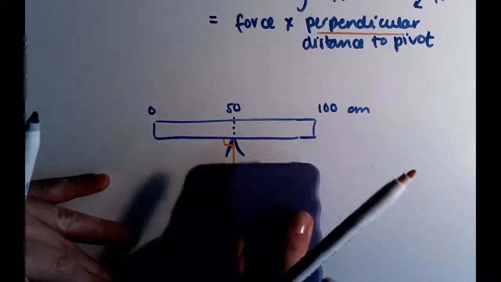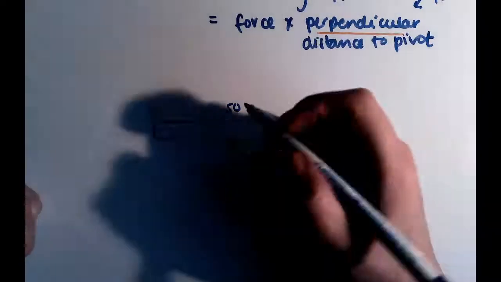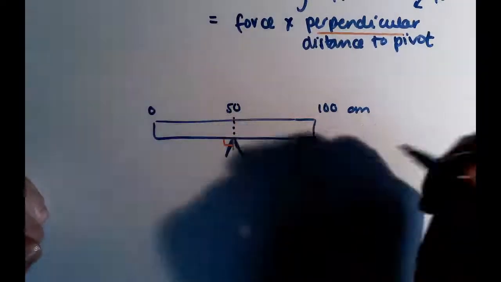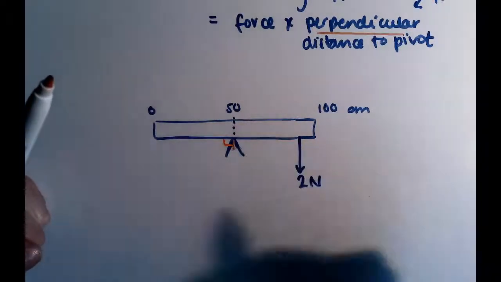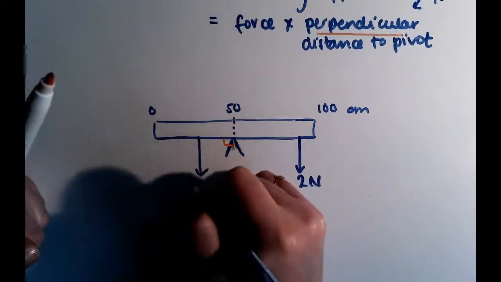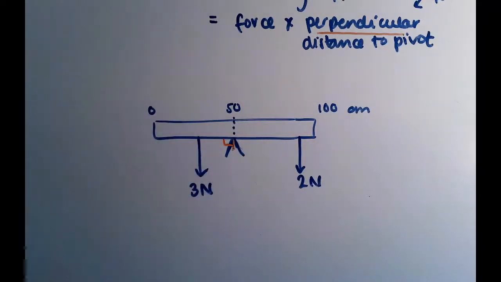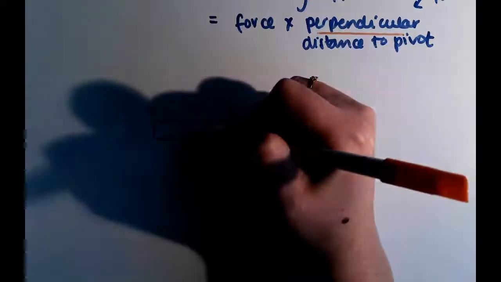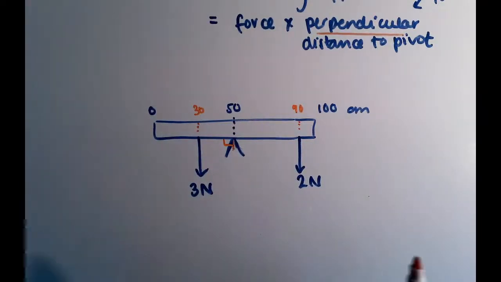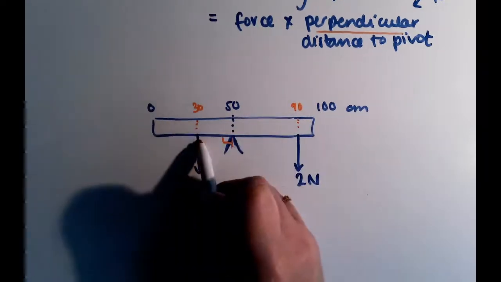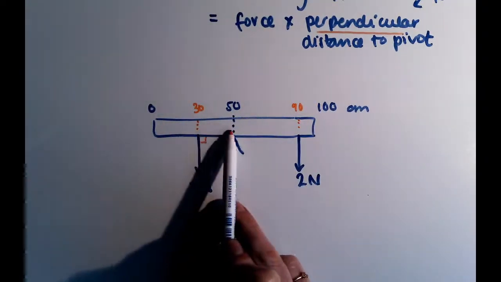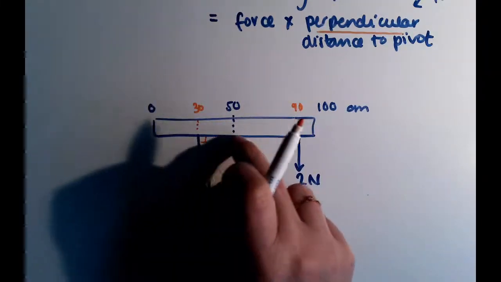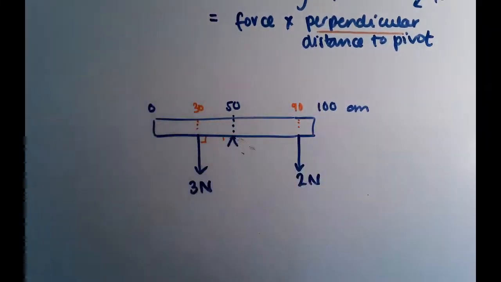But I could add some additional forces. Okay, so I could have a force here, let's call that 2 newtons, and I could have a force here, and let's call that 3 newtons. And let's say that this is acting at the 90 centimetre mark and this is acting at the 30 centimetre mark. A mistake that students often make is they use these numbers as the distance, and it's not. It's always the one that's at right angles to the force to the pivot. Okay, so let's just get rid of that a second, tidy that up.